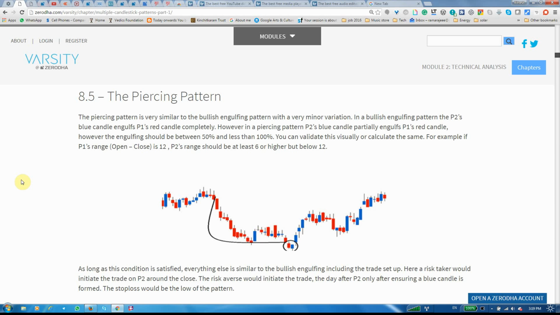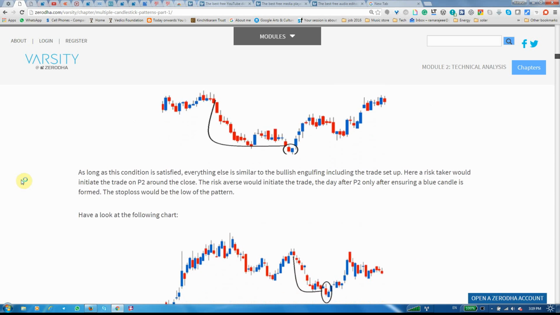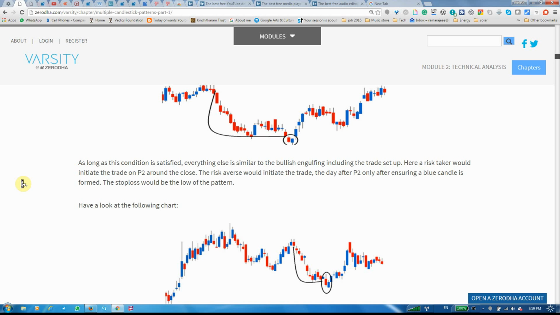You can validate this visually or calculate the same. For example, if P1's range, open to close, is 12, P2's range should be at least 6 or higher but below 12. As long as this condition is satisfied, everything else is similar to the bullish engulfing, including the trade setup.